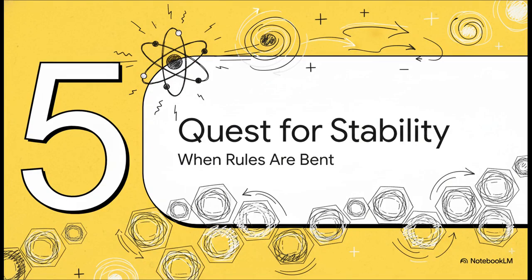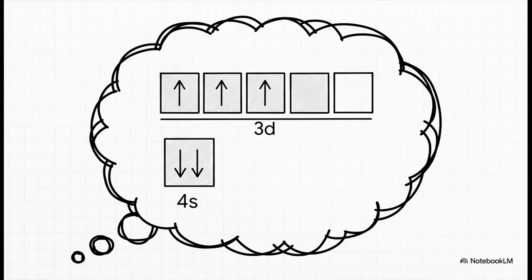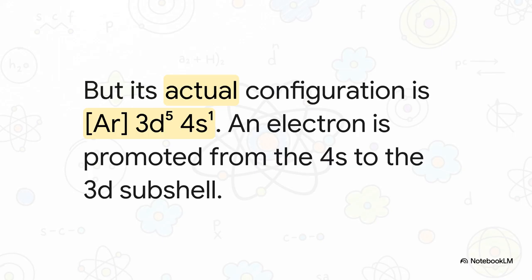Okay, so we've got our rules. But in science, the most interesting things often happen when the rules get, well, bent a little bit, all in the name of stability. Let's look at the element chromium. It has 24 electrons. Now, if we just follow the Aufbau principle exactly, this is what we would predict. We'd fill up the 4s orbital with 2 electrons, and then put the last 4 into the 3d orbitals. Seems straightforward, right? But that's not what happens in nature.